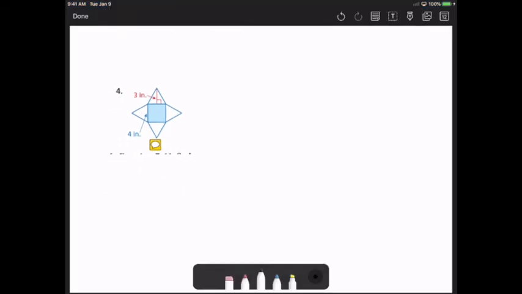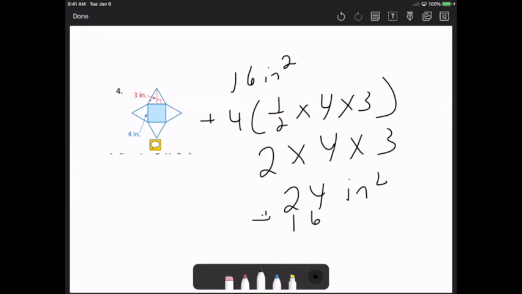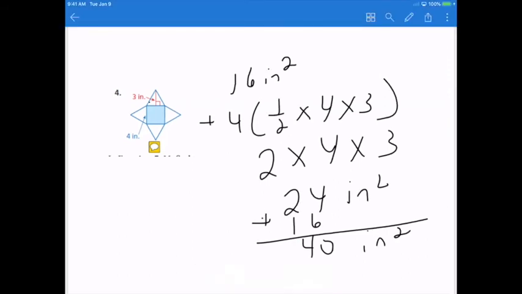Okay, so the area of the square is going to be 16 inches squared because it's 4 times 4, plus 4 times 1/2 times base is 4 times 3 is the height for the triangles. So that's 2 times 4 times 3. So that's 8 times 3 is 24. That's for the triangles, and add 16. And when we add 16, we get 40 inches squared for the surface area of that pyramid.